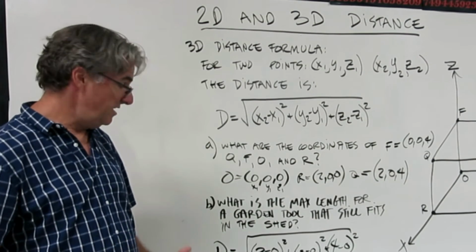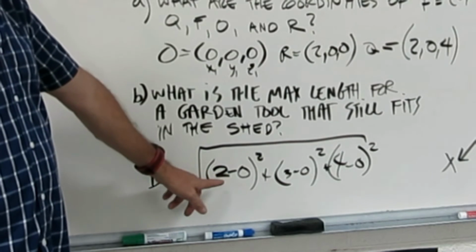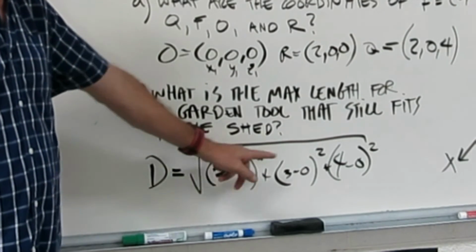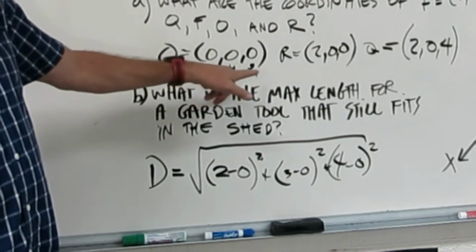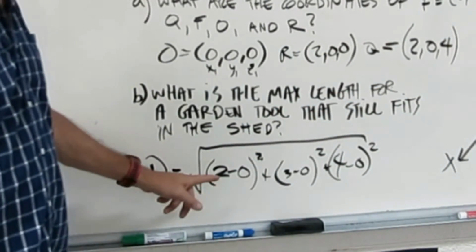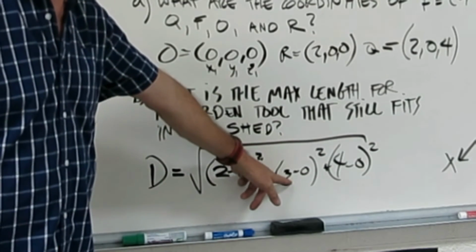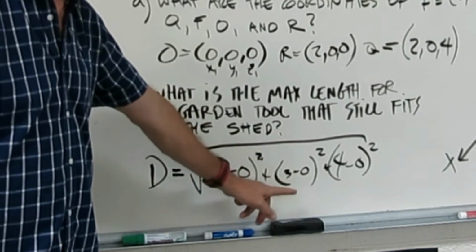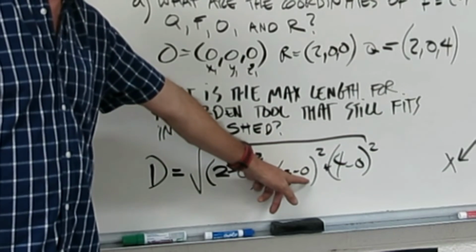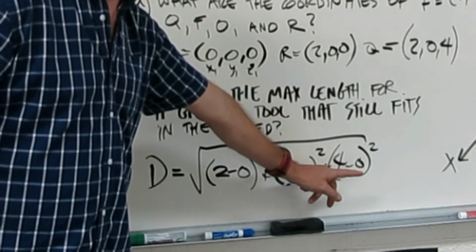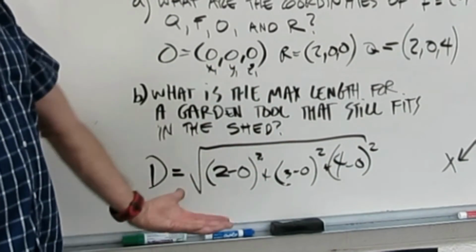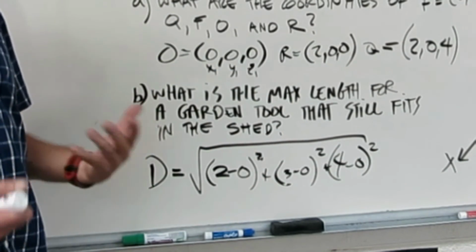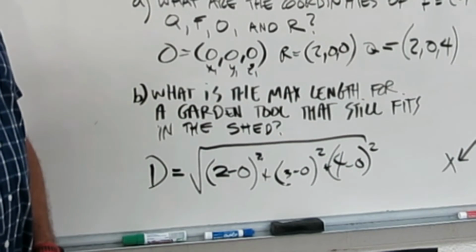Okay, so let's see how you did. I did x2 minus x1, that's 2 minus 0 squared. And here's my x1, that's 0. And I labeled my points x1, y1, z1, x2, y2, z2. And I finished plugging it in. y2 is 3 minus y1, which is 0. And z2 is 4, and z1 is 0. So there's your plug-in step. Go ahead and pause the video and do the calculation if you haven't already.